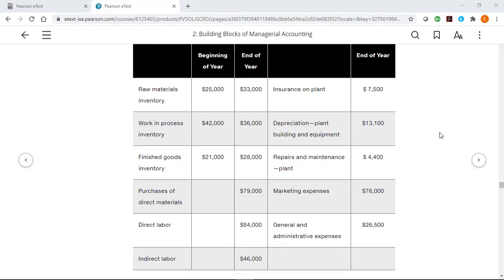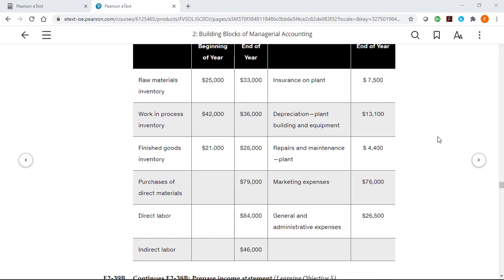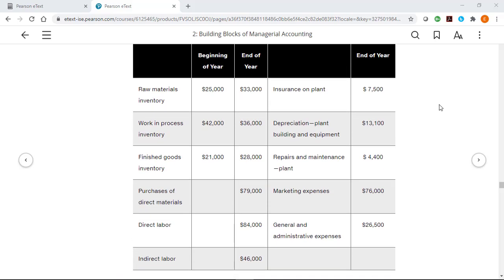So what you need to do, I'm not going to flip back and forth, but this is the information that's given, beginning of the year, end of the year, for raw material, work in process, finished goods. So make sure you have this available in your book.